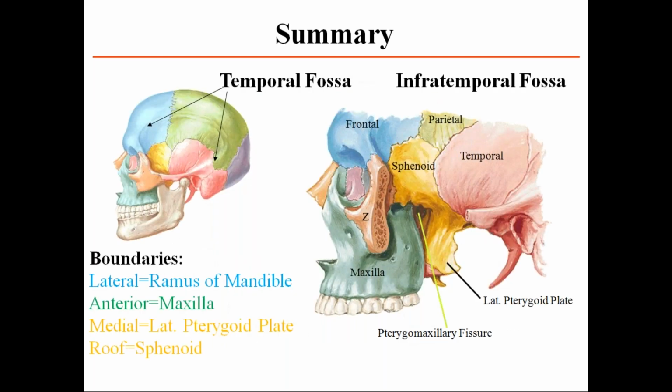So in brief, the temporal fossa is bounded above by the superior temporal line, below by the zygomatic arch. So the main contents here are temporal fascia, temporalis muscle, and auriculotemporal nerve. And the infratemporal fossa is an irregular space behind the maxilla, below the middle cranial fossa. So boundaries here are laterally the ramus of the mandible, anteriorly the maxilla, medially the lateral pterygoid plate. The roof will be the sphenoid, posterior will be the styloid process, and the floor is open.